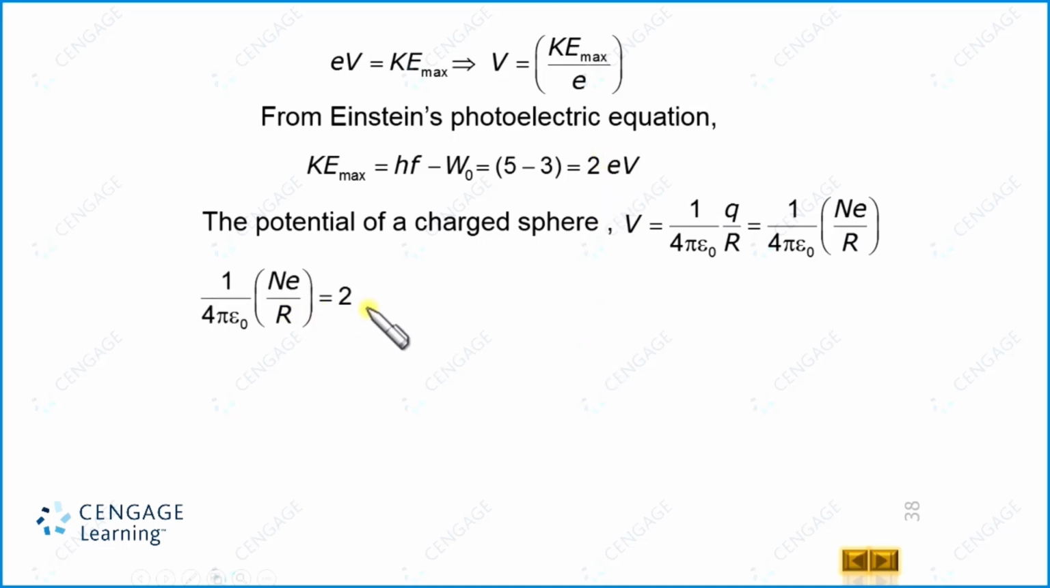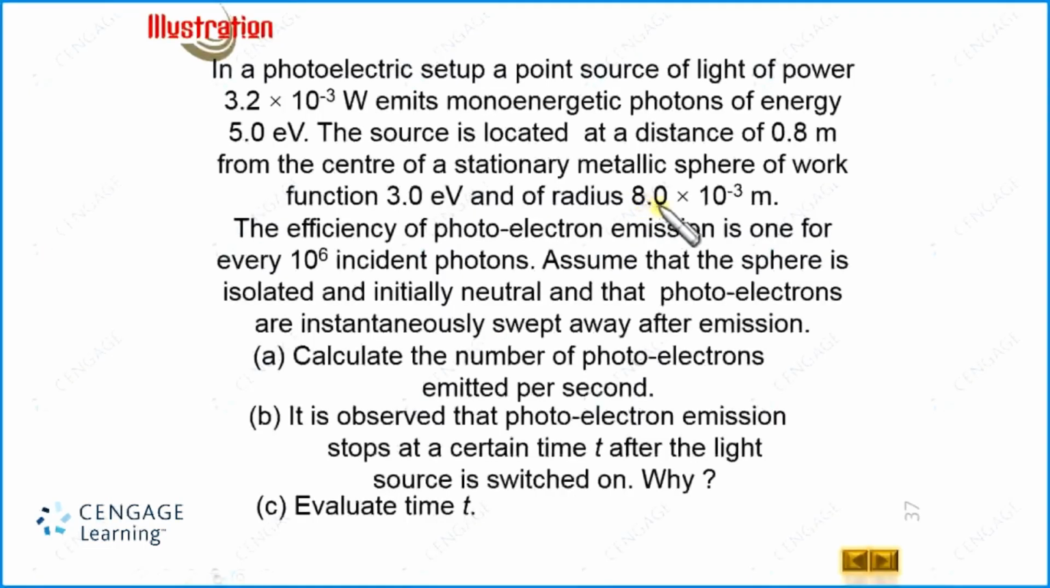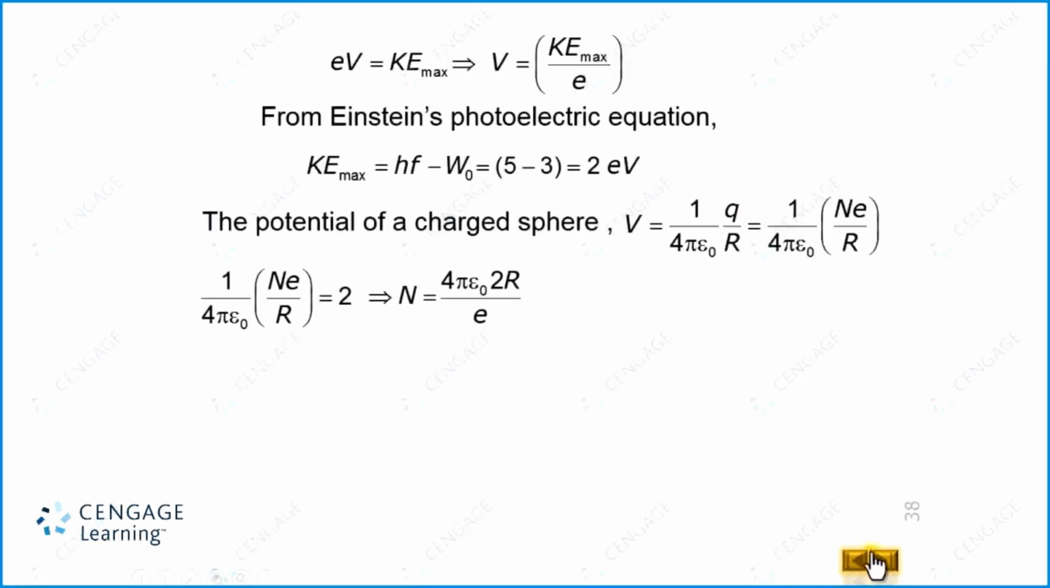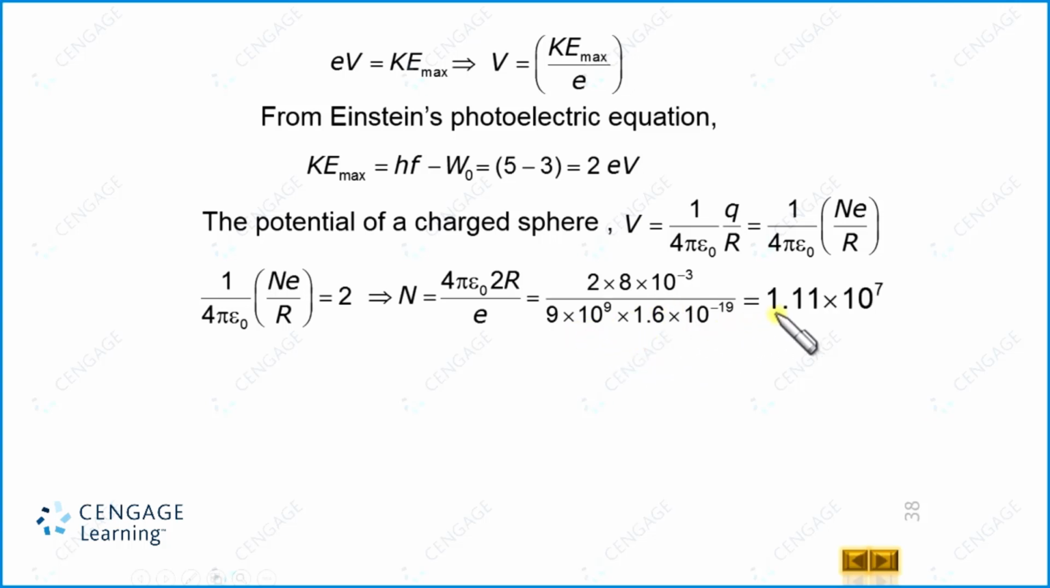Let us substitute this value, and from this expression we can find capital N, the total number of electrons emitted from the sphere. We know 4 pi epsilon naught is equal to 1 divided by 9 into 10 to the power 9, e is 1.6 into 10 to the power minus 19, and the radius is 8.0 into 10 to the power minus 3 meter. After calculation, we get this value as 1.11 into 10 to the power 7.